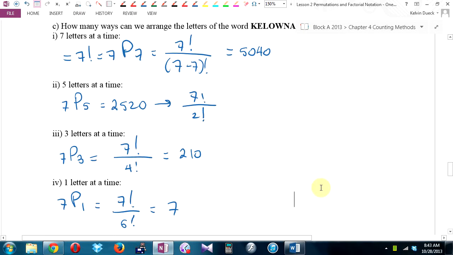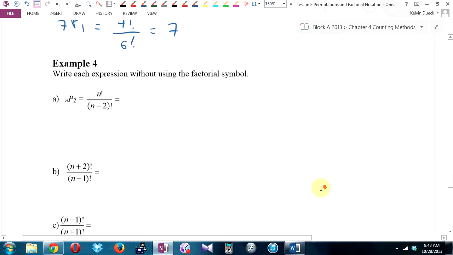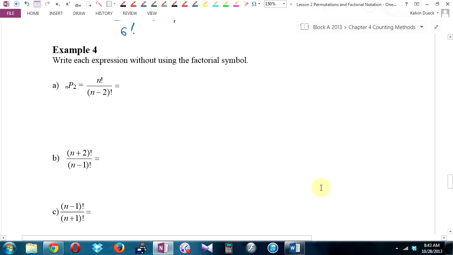So we paused here. We introduced the notation of a permutation. Now we're going to go algebraic. It says: write each expression without using a factorial symbol.